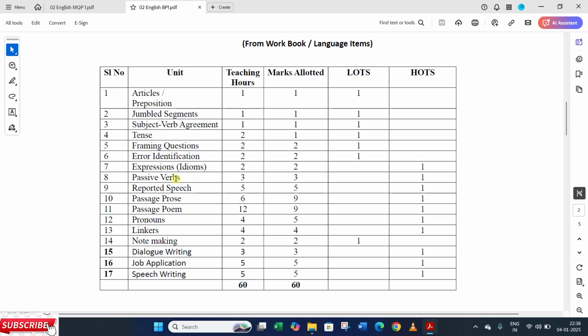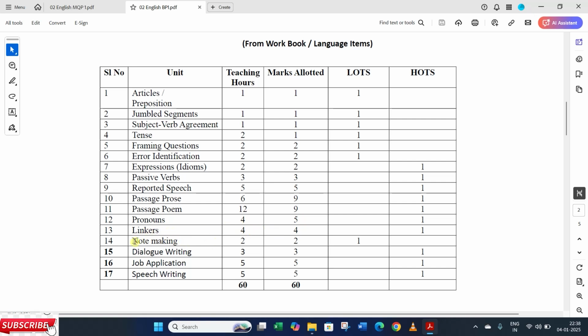Passive verbs, that is called verb forms, 3 marks. Then reported speech, what we can call reporting conversation, 5 marks. Then passage, unseen passage, what we can call comprehension passage, and poem, 9 marks each, and those two are in option to each other. Then we have pronouns, that is called pronoun inference, for 5 marks. Then we have linkers from the lessons for 4 marks.